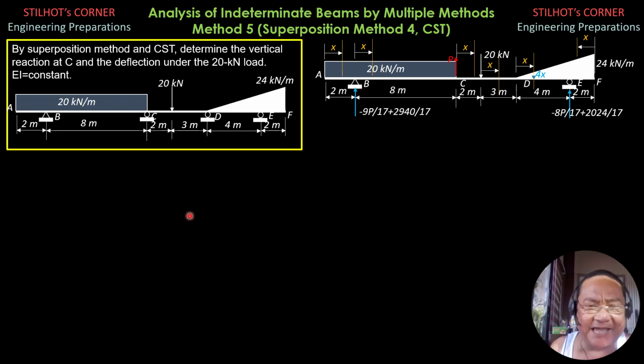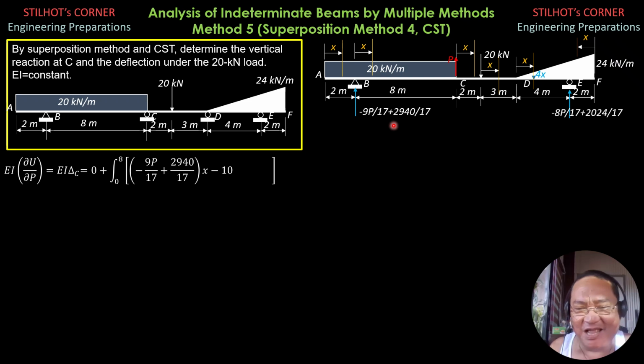So EI times the partial derivative of energy U with respect to P is equal to EI delta C, and the value of the first integral here is 0, plus the integral from 0 to 8 of quantity negative 9P over 17 plus 2940 over 17 times x, then minus quantity 20 times 2 plus x over 2. That's why we have minus 10 times quantity 2 plus x squared. And the partial derivative of this moment equation with respect to P is negative 9x over 17. Then we proceed to the next section.